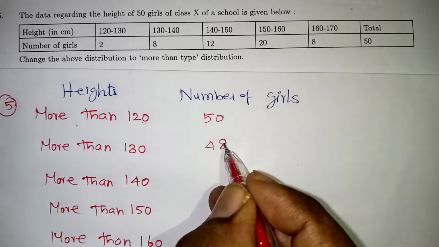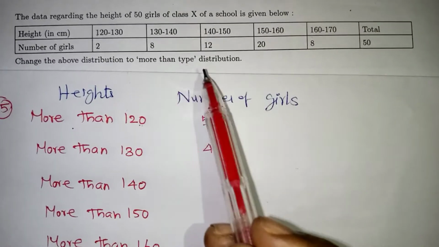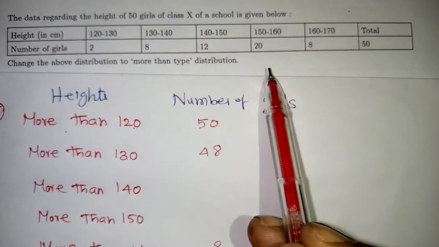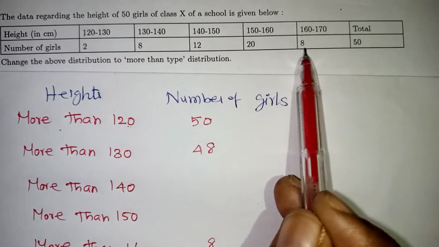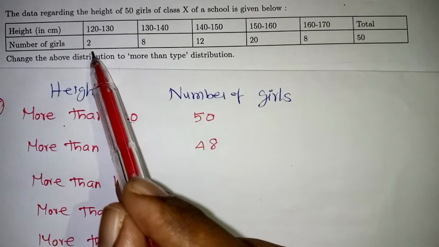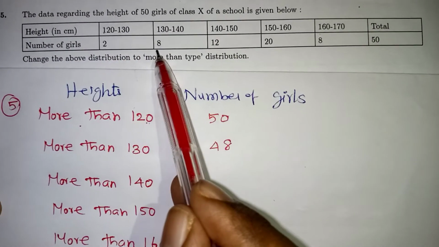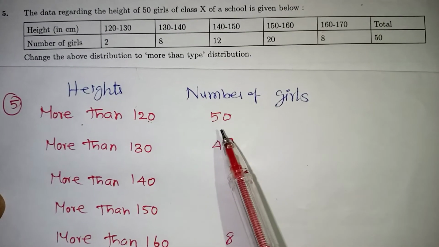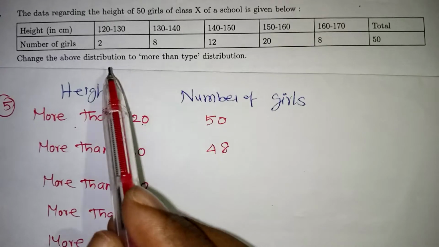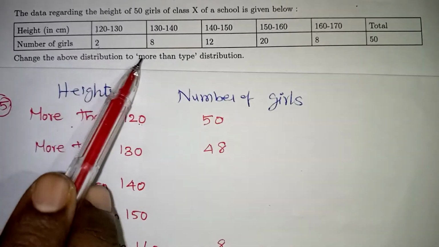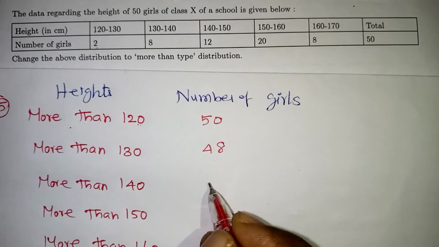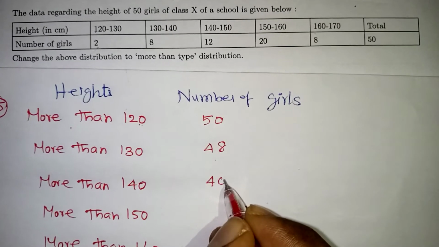You write it here. Next again, more than 130, so remaining 48 children we have written. Now more than 140 we have to consider now. These two numbers will not be there. 2 plus 8, so 10 can be subtracted from the 50. That is one way. Other way, we subtract the 2. Next we have to subtract this 8 from this number. 48 minus 8 will give you 40, we can write it.